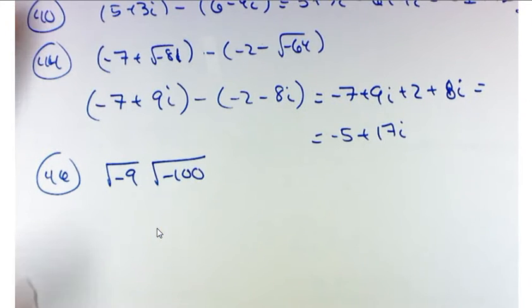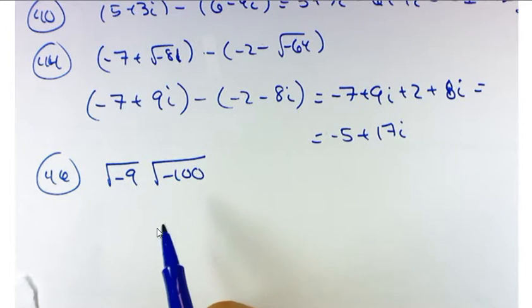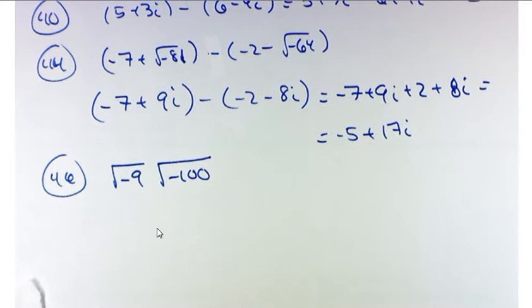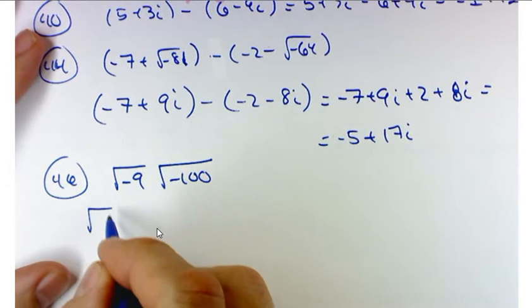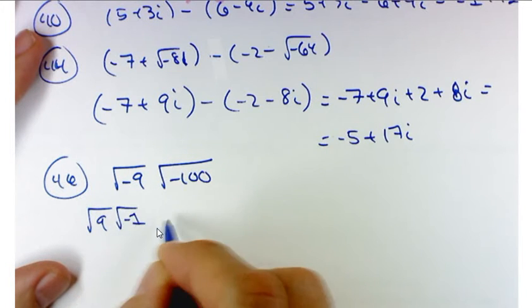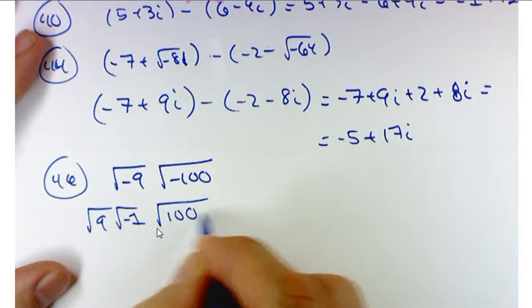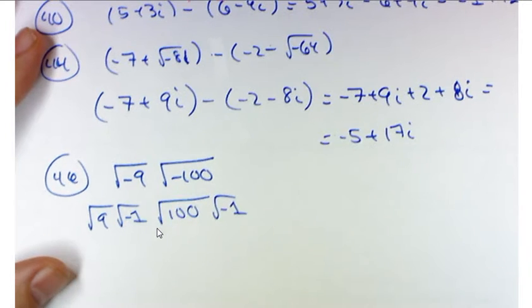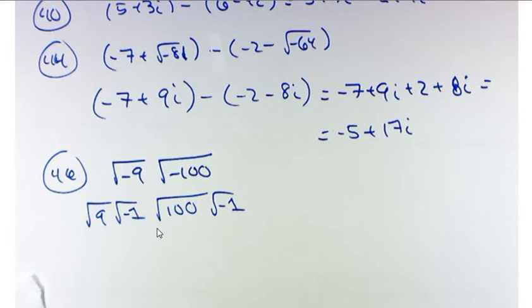Earlier I said that when you're working with the square root of a negative number, the first thing to do is to get rid of that negative underneath the radical. So I'll do it this way: square root of 9 times the square root of -1, square root of 100 times the square root of -1. Maybe you could have done this without that step, maybe in your head you could figure that out.